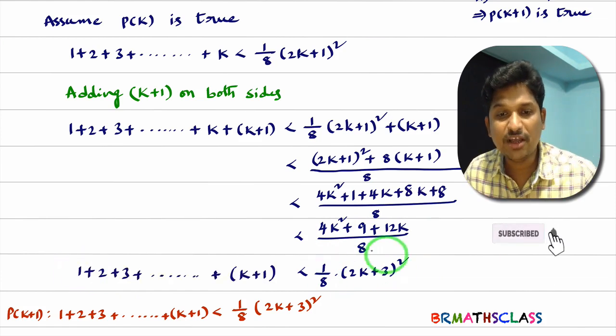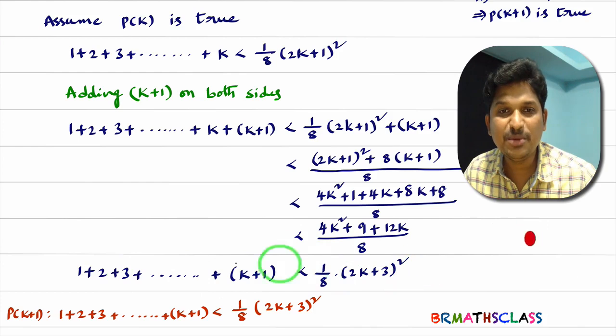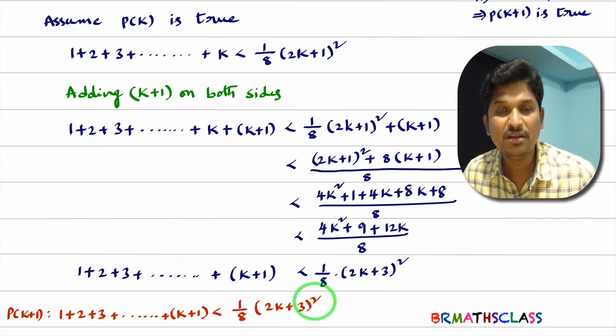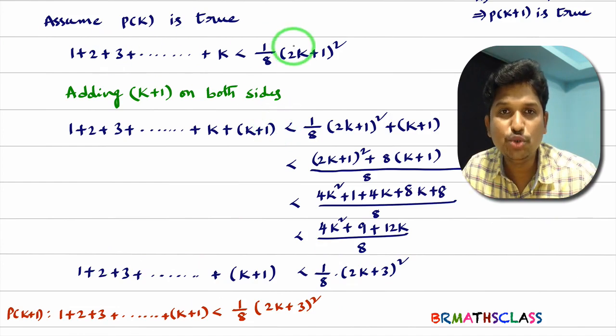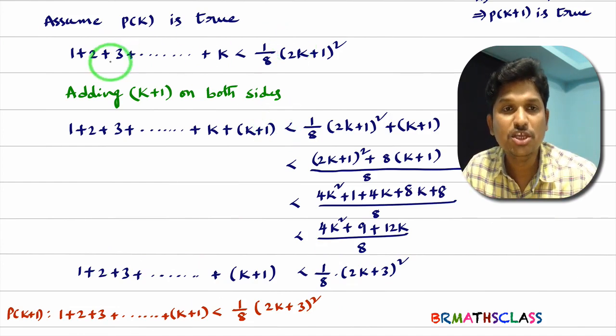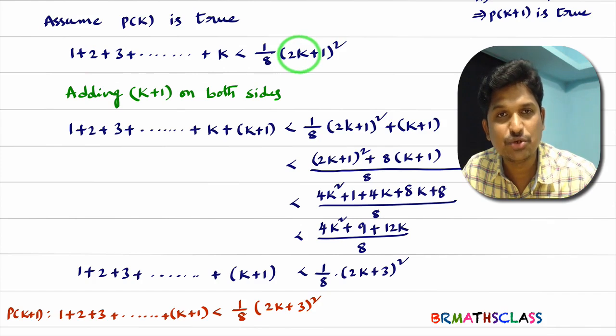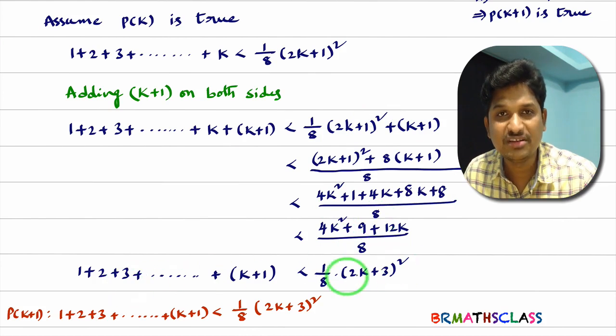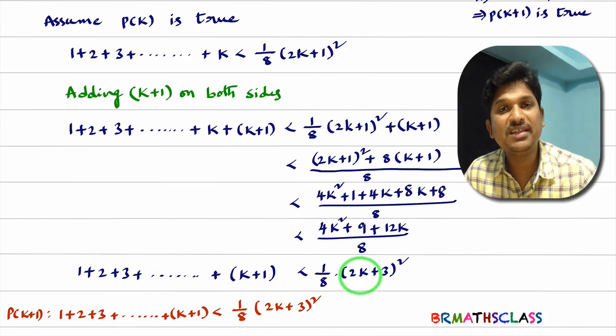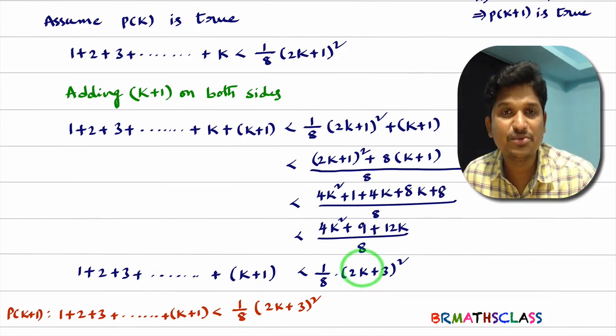You observe here what happened. This statement is nothing but p of k plus 1. Try to understand what I am saying now. This is important. You assumed that p of k is true. After adding a term on both sides, whatever you get is also true. I did a little bit of simplification in the right hand side part and I got this. This is also true, and this is nothing but p of k plus 1. So I can say that p of k plus 1 is true.